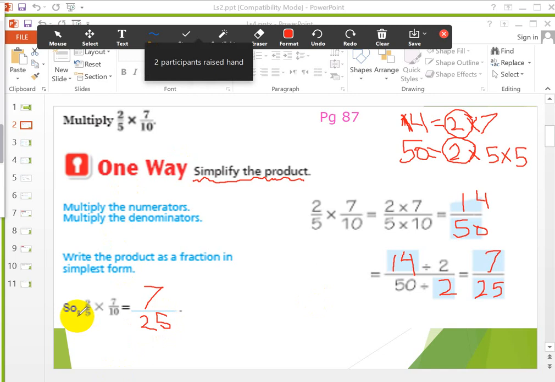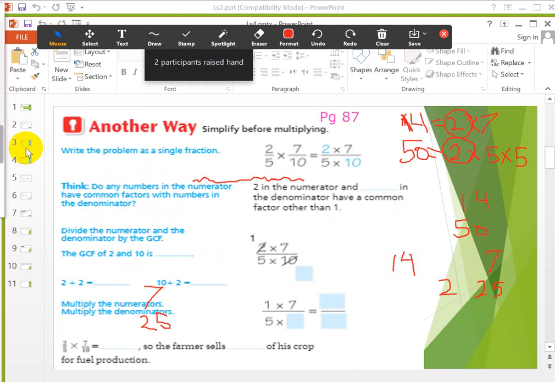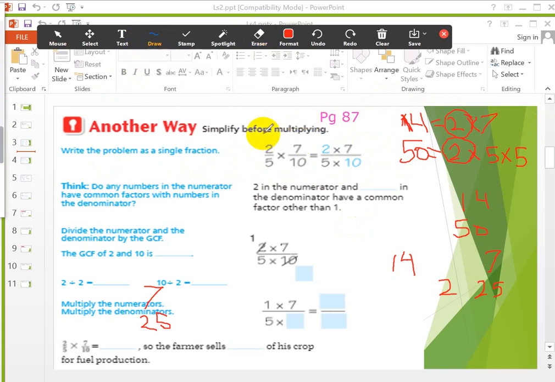Let's see another way to find the answer. Yes, girls, if you have any question, please type it in the chat. Okay? Another way: you can simplify before multiplying. I actually prefer this way to find the answer because it will give you an easier answer. First thing, I will multiply the numerators 2 multiply 7, and the denominators with each other.